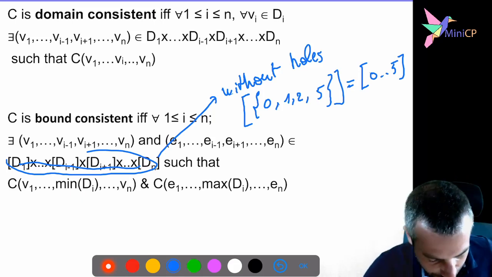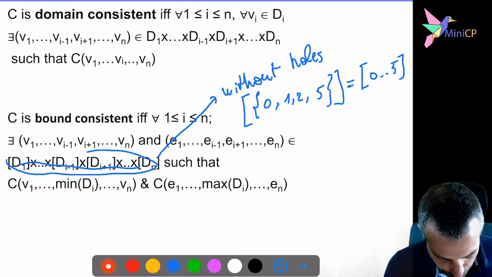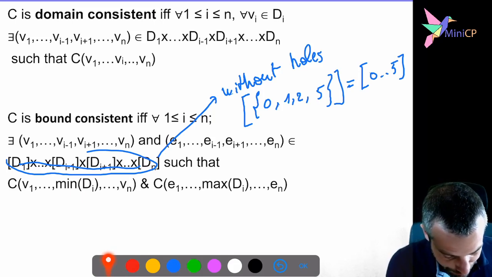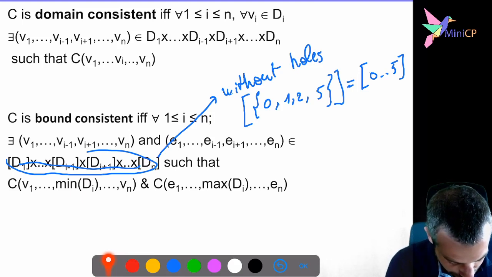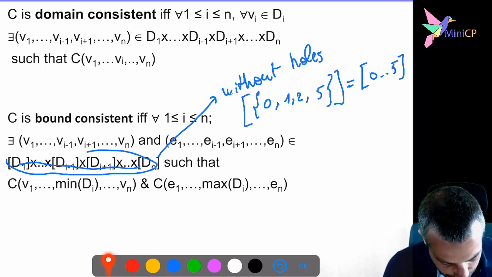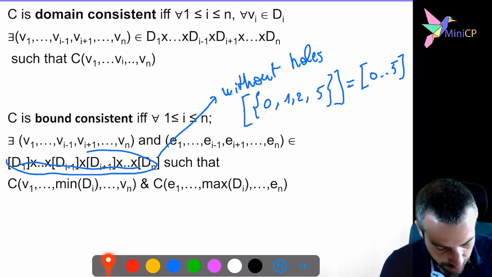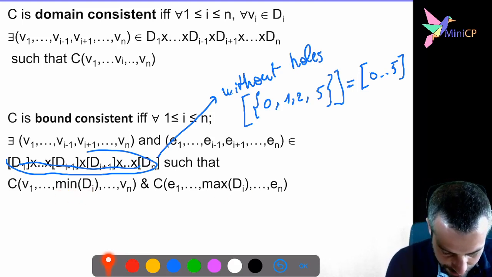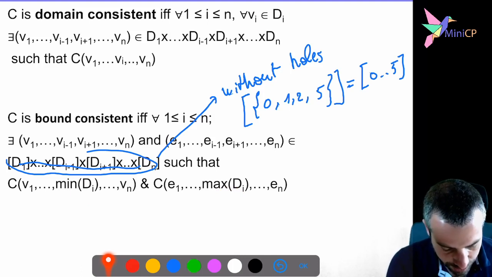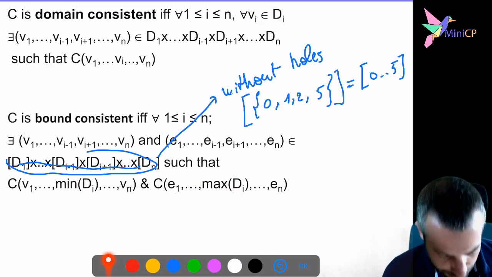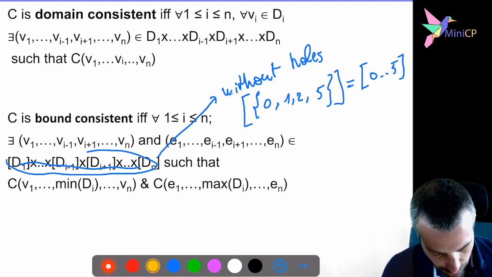Okay, so this is a relaxation, and I need to find a support not for every variable and every value in the domains, but for every variable and for every value which is on the bound of the domain. Okay, so it's not for every v_i as we had here, it's for every bound of the domain, min or max, of the constraints. This is bound consistency, and again, this is a relaxation.